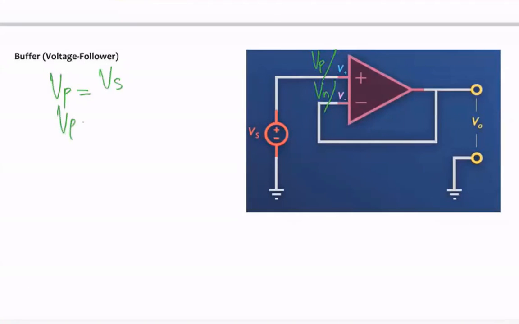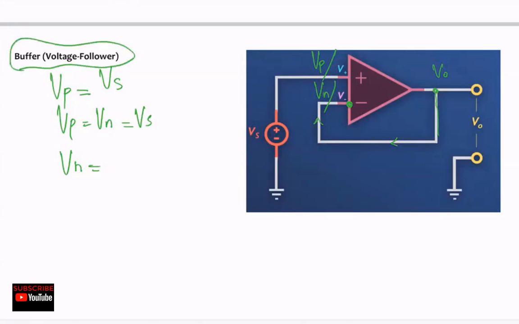We know that VP equals VN, and because VP equals VS, I can also write it down over here. What is VN here? You have V out, this V out. Notice here in a buffer voltage follower, and you'll know why it's called voltage follower now, there's no beta factor here. It's eliminated. It's just a simple wire hooked up to the negative terminal of the amplifier. So what is going to be VN?